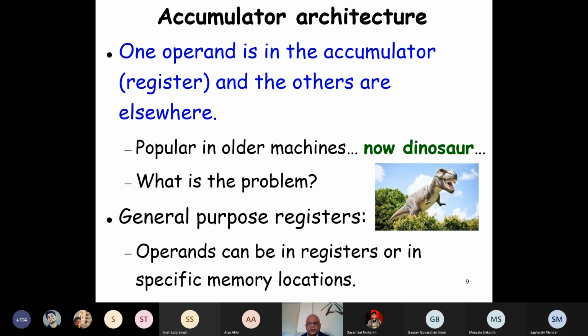On the other hand, in the accumulator architecture, one operand has to be in the accumulator, and the other can be in another register. Both the stack and the accumulator architecture once upon a time were very popular, but are now obsolete. What is the problem? What is the problem with the accumulator architecture and the stack architecture? Why did they suddenly vanish? Can anybody answer this? What is the problem with accumulator architecture?